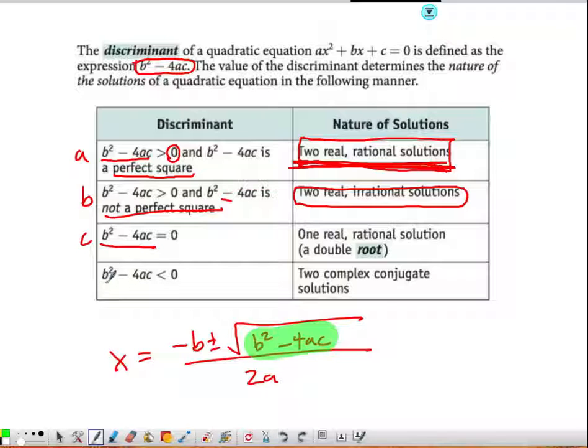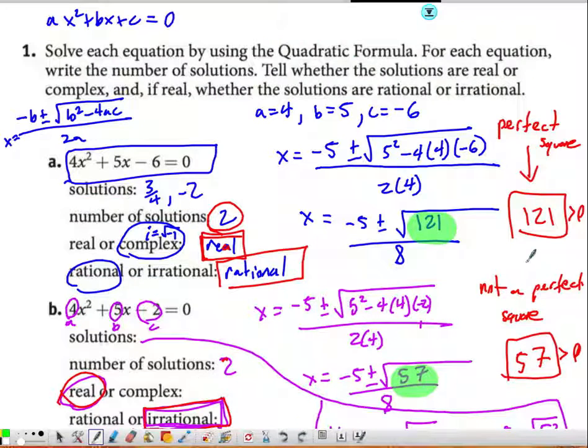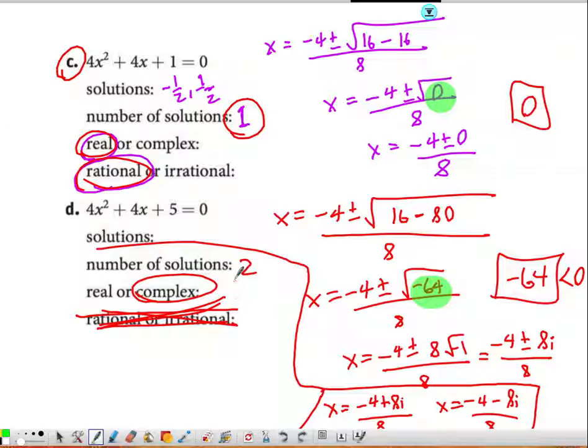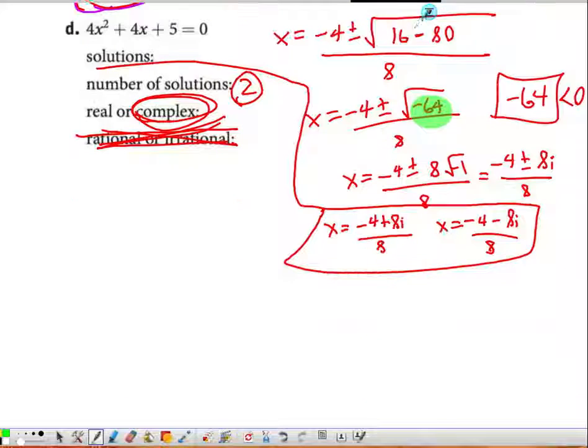And finally, if B squared minus 4ac is less than 0. Which discriminant was less than 0? Well, this one. This one is less than 0. And what does the table say? You have two complex conjugate solutions. Here we have two complex solutions. And by the way, what do we mean by conjugate?